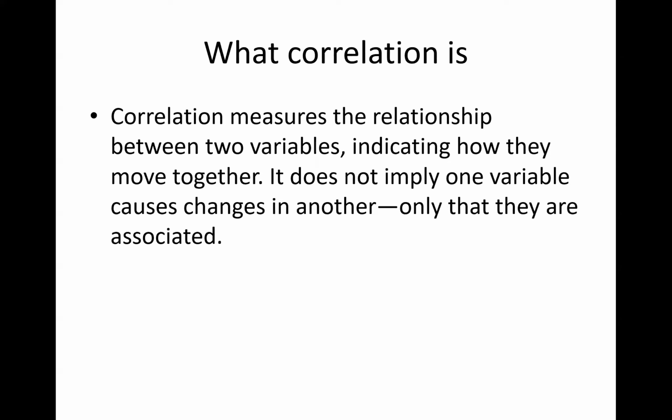So now we get into correlation. What is correlation? Correlation basically measures the relationship between two variables. It's indicating how they move together. It does not imply that one variable causes changes in another. It's only saying that they're associated. And we'll talk more about that when we talk about correlation and causation.